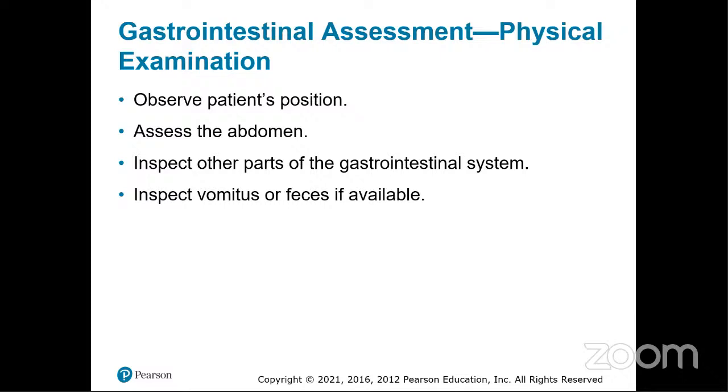And the fun part: inspect vomitus or fecal matter if available. GI bleeds, like I said, you'll see it, but the other thing is if they're passing it really quickly, you'll actually be able to see food particles still in it. They just haven't been digested for whatever reason. Oh, and then inspect other parts of the gastrointestinal system. What other parts would that be? A lot of the time your throat and mouth. See if we see any irritation there.